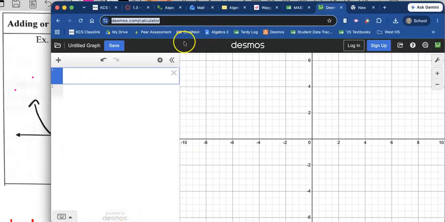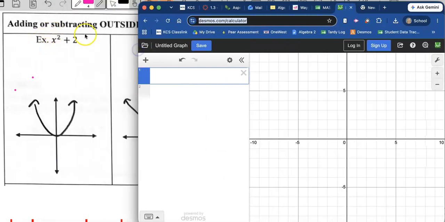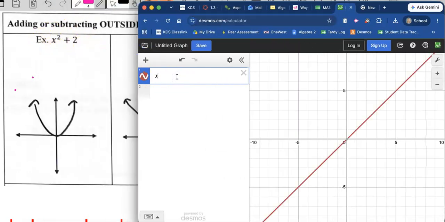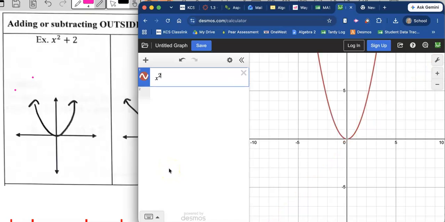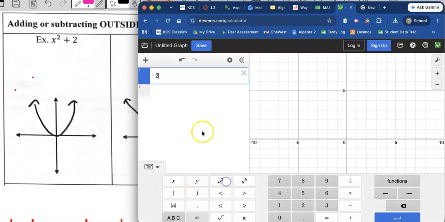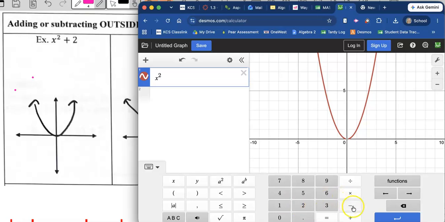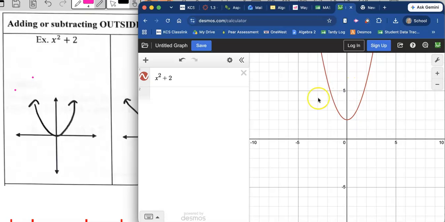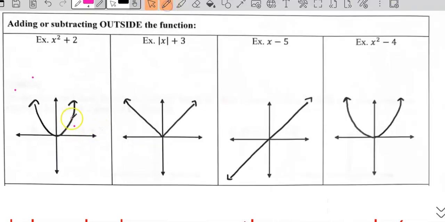So step one is you will go to Desmos and type in this new function. I have x, and then you can do Shift 6 to do an exponent, or if you click this keyboard down here, you can also get squared that way. So I have got x squared, and then plus a 2. And so here is my transformed graph, and you would copy that roughly on your paper.